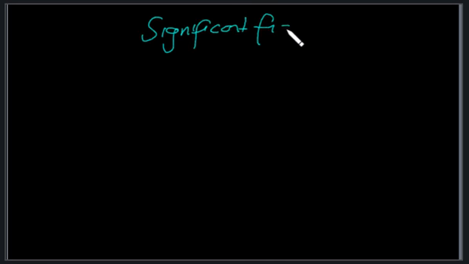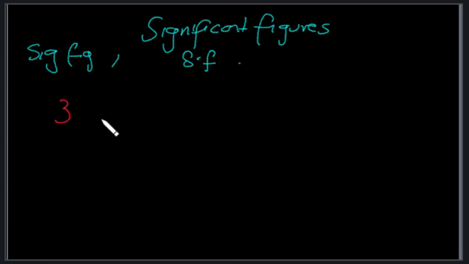Significant figures. We could say sig fig for short, or we could say S.F as an abbreviation. So let's take an example. Let's say we had 3092. Now, there are 4 figures in this number: the first figure, the second, third and fourth figures of the number.